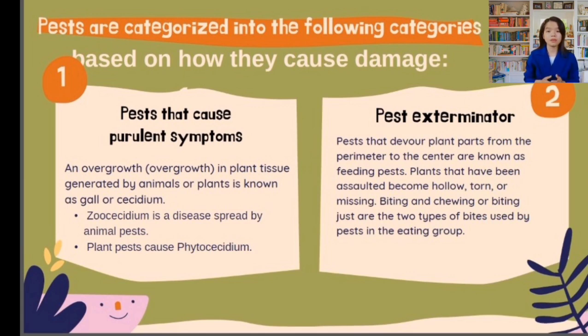Second, feeding pests. Pests that devour plant parts from the perimeter to the center are known as feeding pests. Plants that have been assaulted become hollow, torn, or missing. Biting and chewing, or biting only, are two types of bites used by pests in the eating group. So, that's the definition of the word pest and the first and second categories of pests based on how they cause damage. The next presenter is Miss Justine Guia.